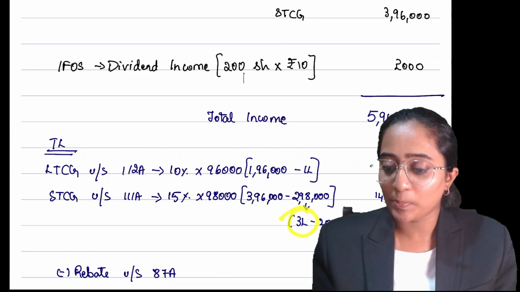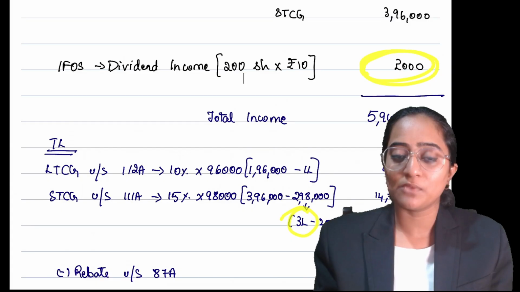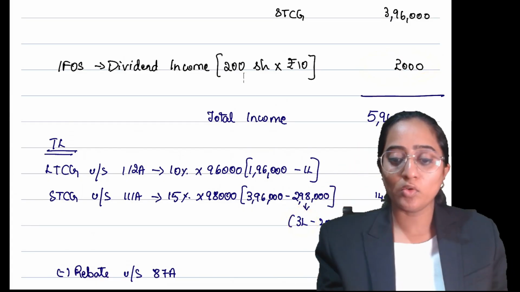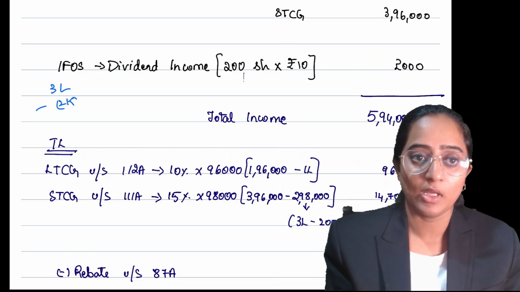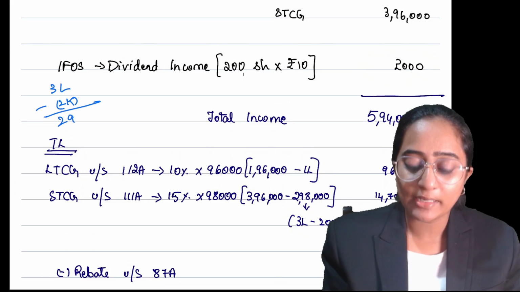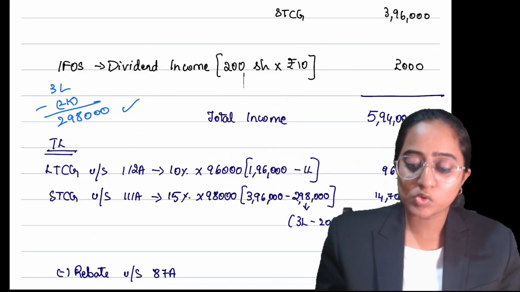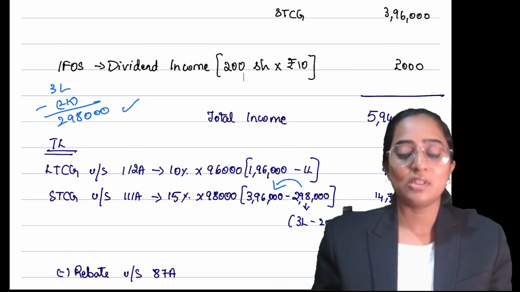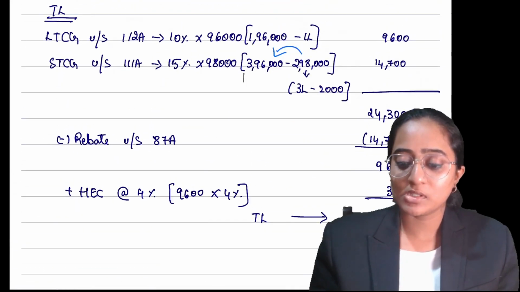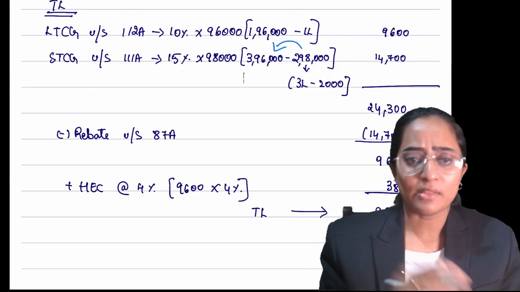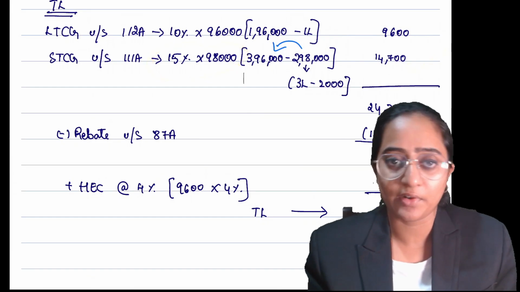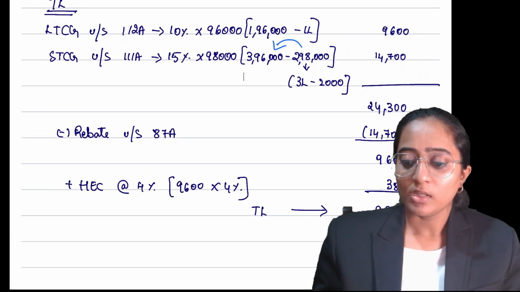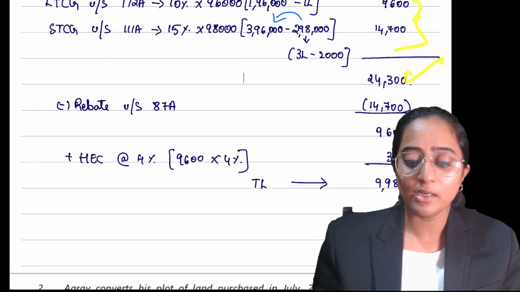In this 3 lakh rupees, 2,000 rupees I've taken as exemption first. I've removed 2,000 from the 3 lakh rupees of exemption. Then I got 2,98,000 as the remaining. This 2,98,000 I exhausted with this 3,96,000, which is resulting in 98,000. That I have multiplied with 15%, and this 15% is 14,700. Clear? Now the total of the capital gain I have calculated.